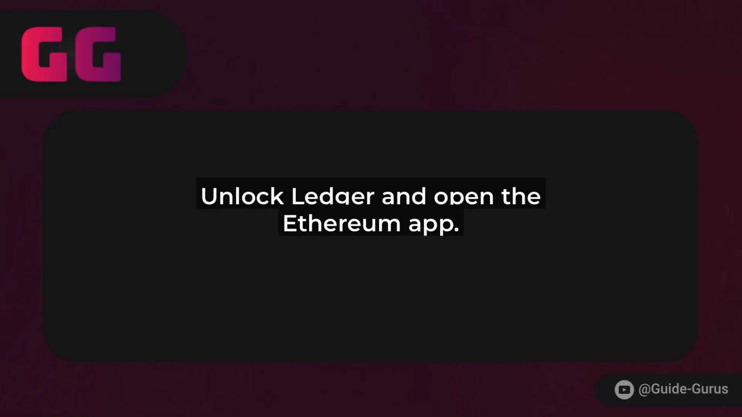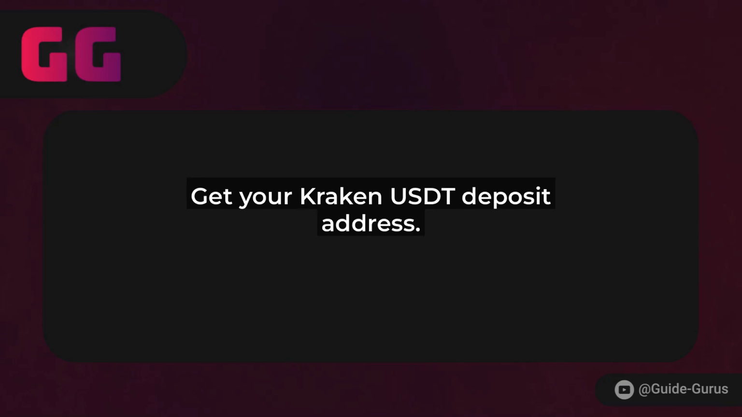Step 1. Unlock your Ledger Nano X and open the Ethereum app on the device. This is crucial because USDT runs on the ERC20 standard. Once that's done, connect your Ledger to your computer using the USB cable and open the Ledger Live software. Next, in Ledger Live, navigate to the Accounts section and select your Ethereum account. Here, you'll see your USDT balance.